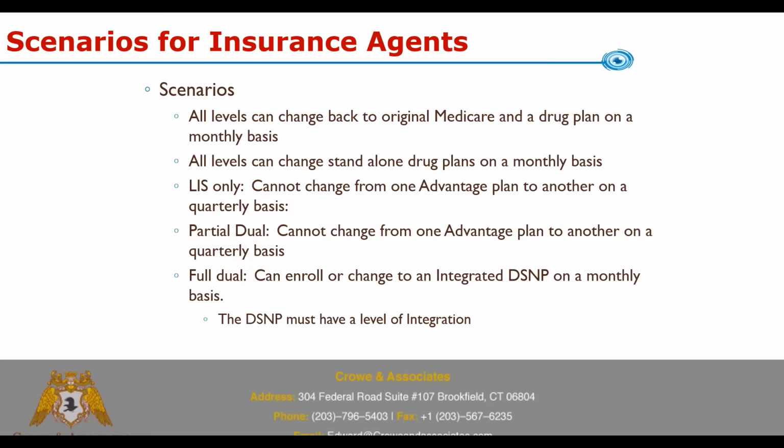All right, if somebody's LIS only, they cannot change from one Advantage plan to another on a quarterly basis. Again, the quarterly SEP is gone, so you cannot use that. If somebody's a partial dual, they can't change from one Advantage plan to another on a quarterly basis. And if somebody finally is a full dual, you have the monthly integration SEP, but that is only to change them to a dual plan that is defined as integrated. So if it's not integrated, you can't use it.